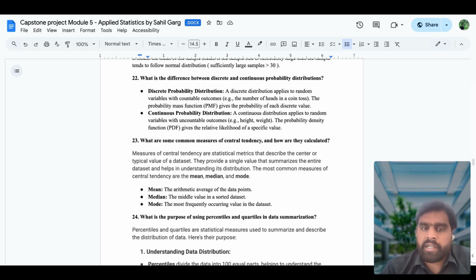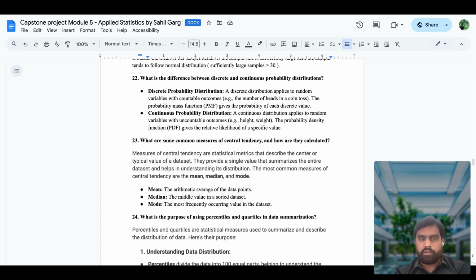So first is mean. Mean is the arithmetic average. That means the sum of all the data points that are given divided by the total number of points in the data set. For example, the sum of all 10 points given in the data set is 50. So there are 10 points, the sum is 50, so the mean would be 5.